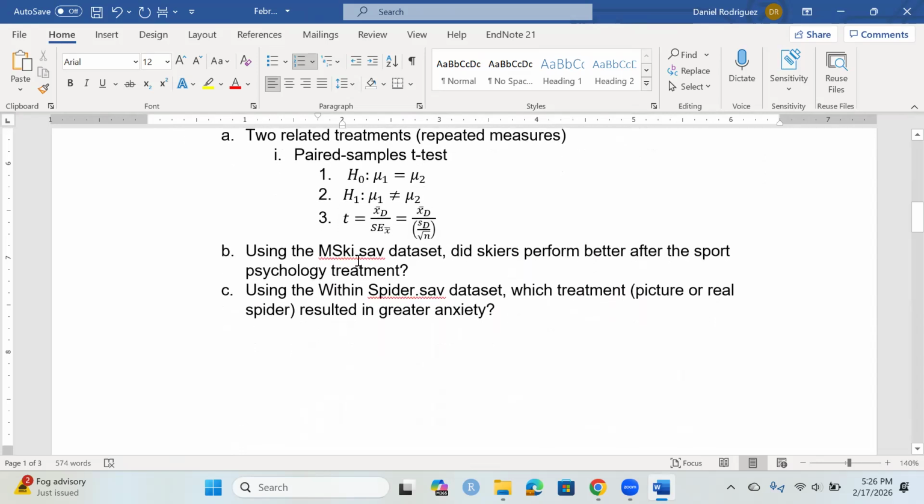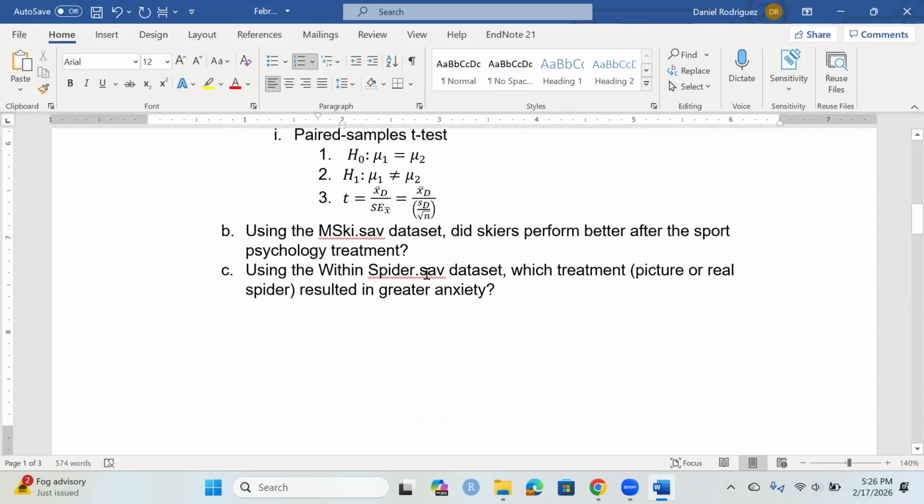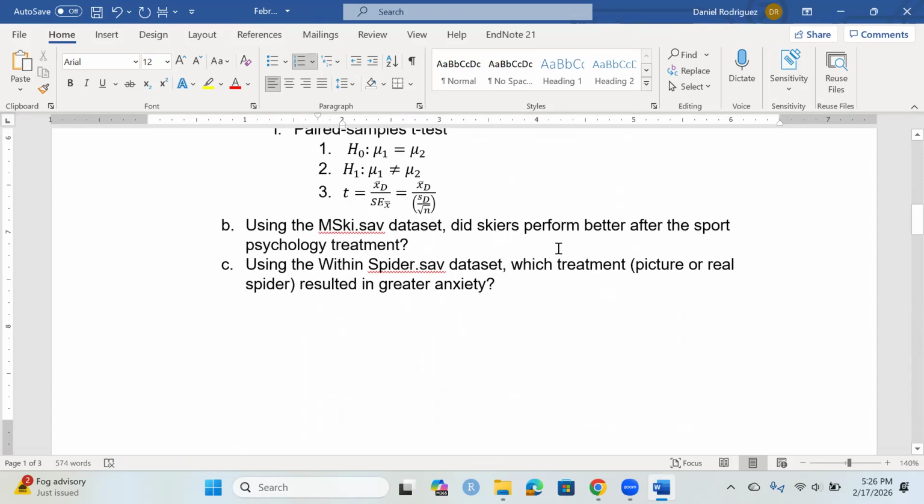So let's try this here. I'm going to do this one, and then I urge you all to try the other one. Using the mski.sav dataset, did skiers perform better after a sports psychology treatment? So imagine there were these skiers who were racing down a giant slalom run. We clocked them pre-receiving this mski treatment, and then after, to see if there was any change in their performance.